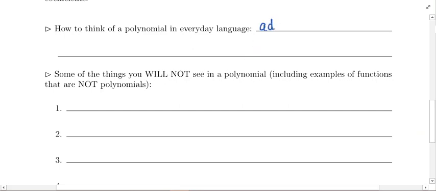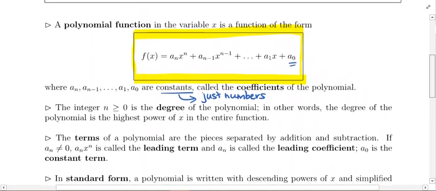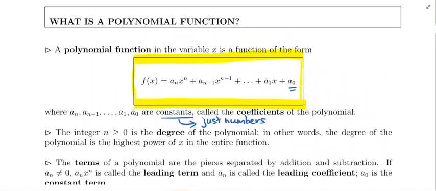What's going on is we are adding or subtracting powers of x or just plain numbers. So I'm going to make up a polynomial, and you can see it'll look better because it won't be as abstract. Then using that example, we're going to go through all the different terms associated with polynomial functions. So let me make one up.